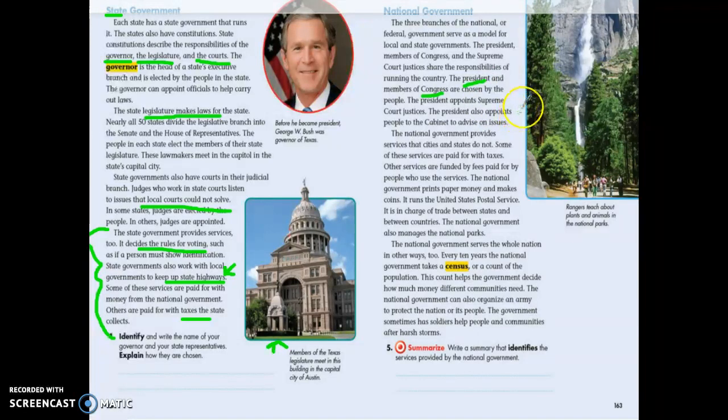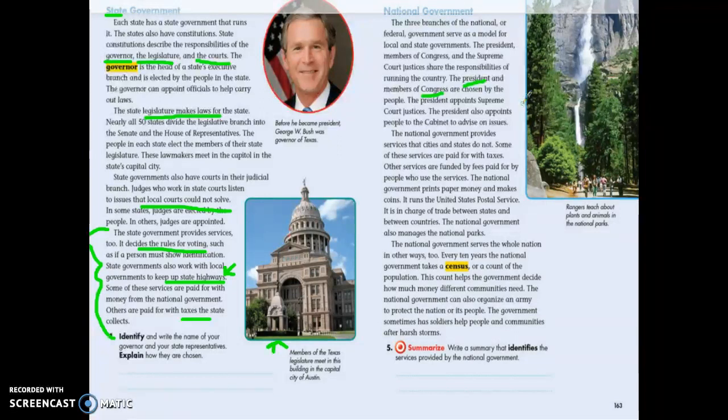The president appoints the Supreme Court justices, though, like we learned last week. The president also appoints people to the cabinet to help advise him on important issues. We talked about that last week. Appoint means the president chooses who the Supreme Court justices will be and who his cabinet will be, the people that are there to give him advice or help him work through important issues.